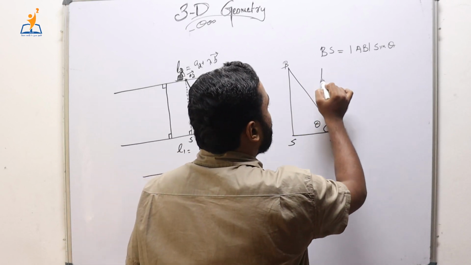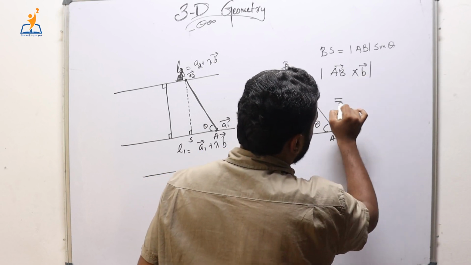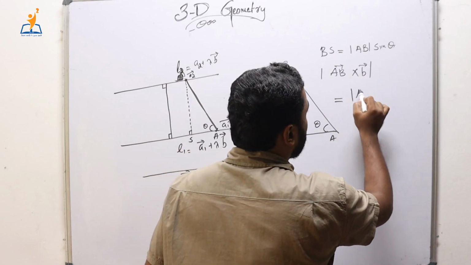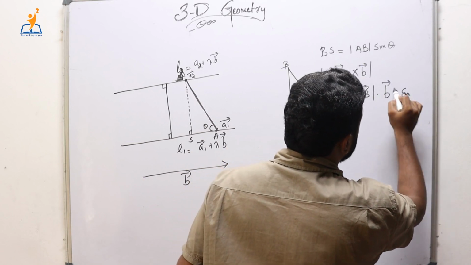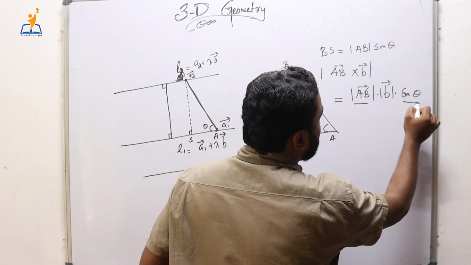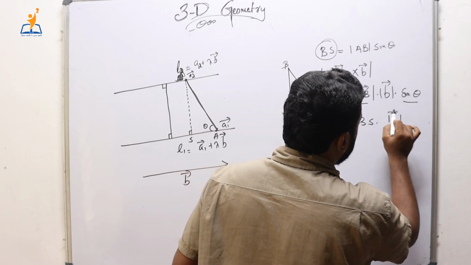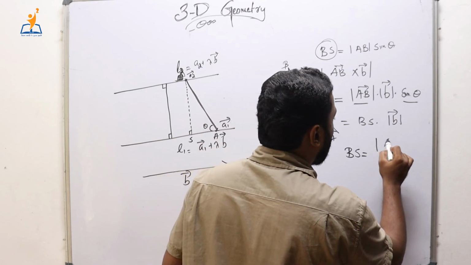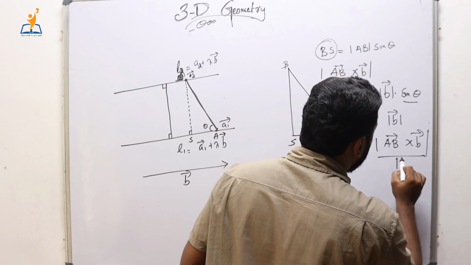Now consider mod AB cross B. It is equal to mod AB dot mod B dot sin theta, isn't it? Now we know that mod AB sin theta is nothing but BS. So it is equal to BS into mod B, isn't it? So we have BS, our perpendicular distance. It is nothing but mod AB cross B divided by mod B.